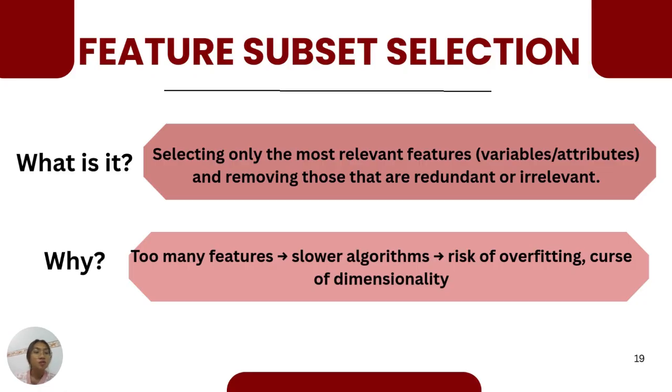So let me explain. Too many features means that a dataset has a very large number of features, attributes, or columns, and the problem is threefold. Slow algorithms: most algorithms have a time complexity that grows with the number of features. Risk of overfitting: with many features, the model can memorize noise instead of learning patterns. Lastly, the curse of dimensionality, a fundamental issue in high-dimensional data that makes the distance between points less meaningful, and visualization difficulty, which cannot be easily interpreted.